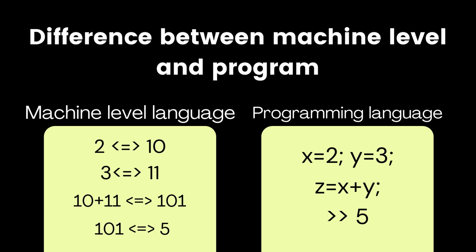And in programming, we give the values in the format of x equal to 2, and y equal to 3, and we say z equal to x plus y. And whenever we say console.log or print z, it is going to give us the value 5. This is how we get the values in the format of programming. Whenever we write x equal to 2, the machine is going to take the value as 10. y equal to 3, it is going to take as 11. And whenever we say z equal to x plus y, it is going to take it as 10 plus 11. It is going to give us 101, and we are going to get 5. And this is the difference between machine language and programming language.